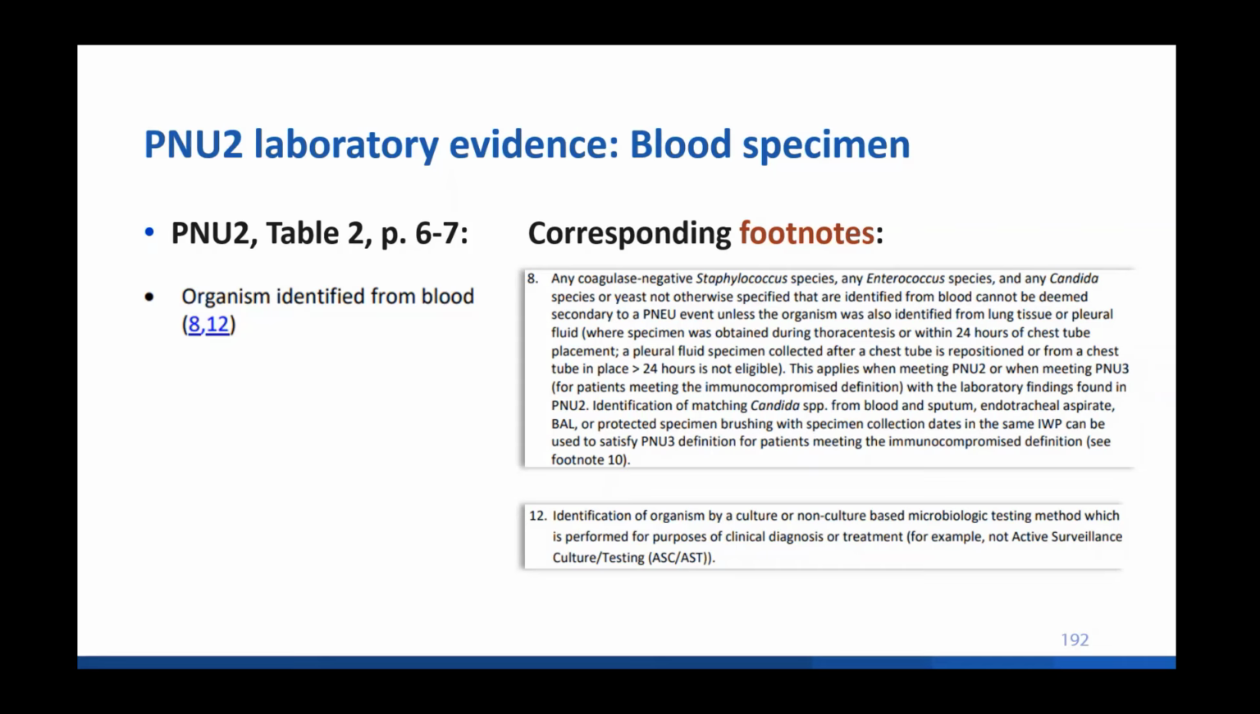As per footnote number 8, the organism exclusions apply. So Enterococcus species, coagulase negative Staphylococcus species, and Candida species and yeast not otherwise specified identified from blood cannot be used to meet this laboratory element. And footnote number 12 indicates that for the blood specimens, results from both culture and non-culture based testing methods are eligible.